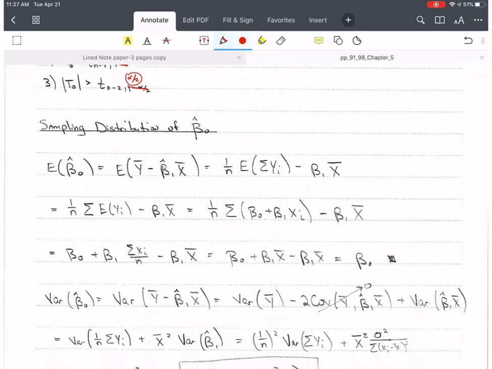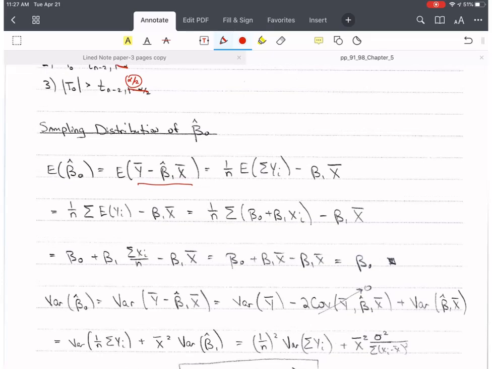Now let's talk about the sampling distribution of beta naught. The expected value of beta naught is the expected value. We fill in its value here. And so we can remember that the y's are the only things that we have. This is an expectation with respect to y. Okay. So this term is just a constant, and it's going to follow through as just a constant.